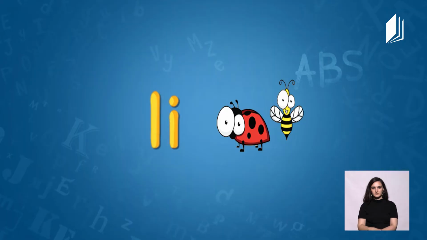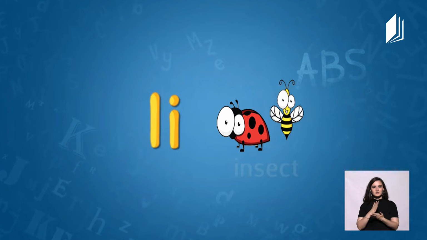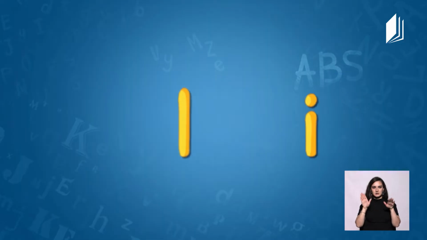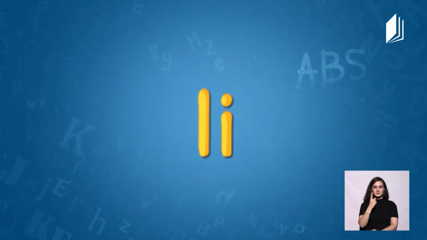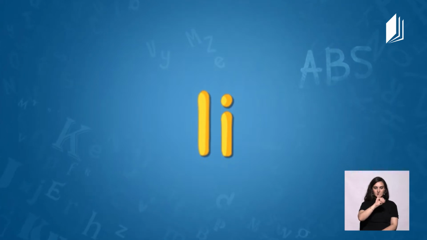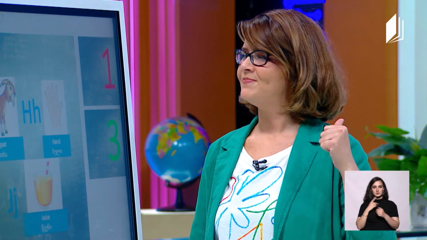What is it? Oh, it's an insect. Insect. And the first letter for this word is I. Capital I and small i. Please repeat with me. Good. In the alphabet, it is I, but in the word, we pronounce this letter as short i, insect.